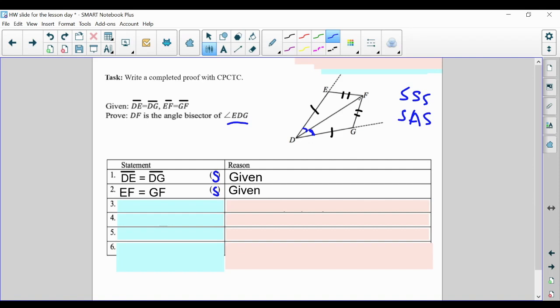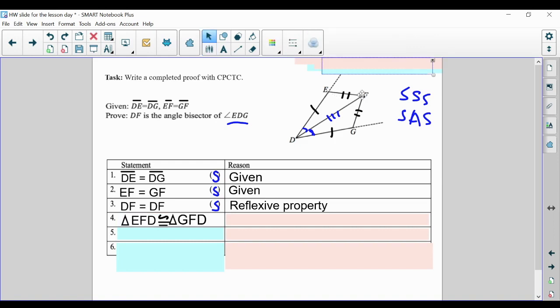I hope you say that DF is congruent with DF. Well, the two triangles are sharing the same side here. So that is the reflexive property. And that is another side. DF is congruent with DF. Now we can prove the two triangles are congruent. Triangle EFD is congruent with triangle GFD. Why are these two triangles congruent?